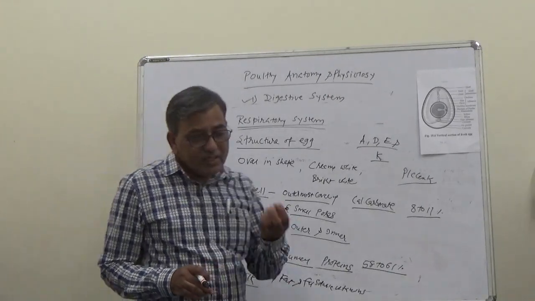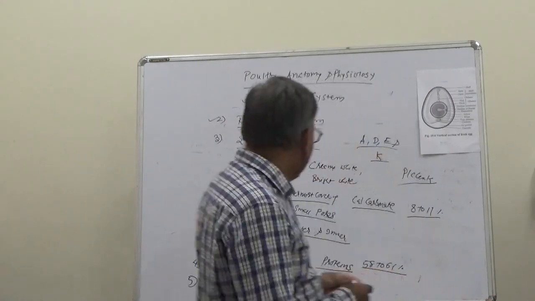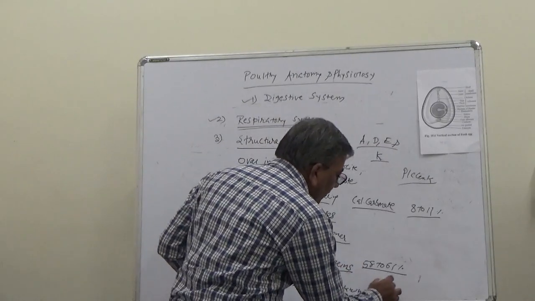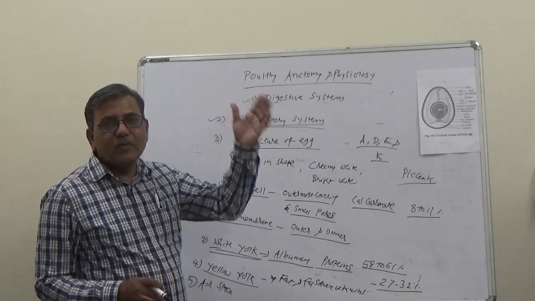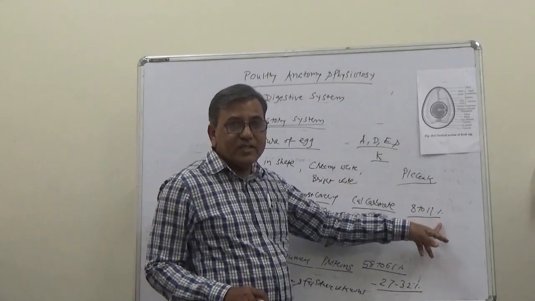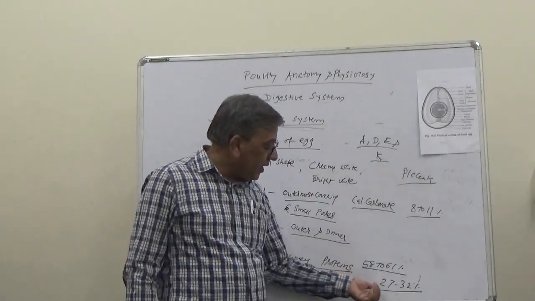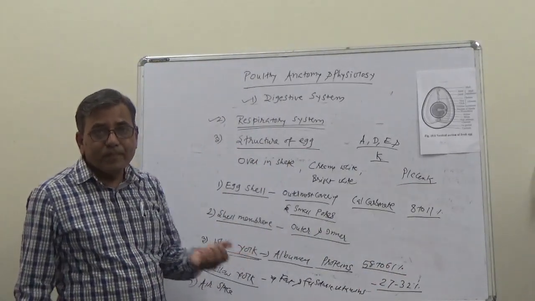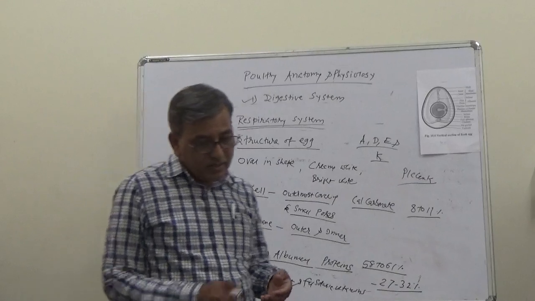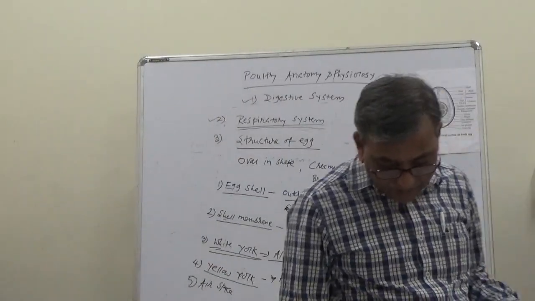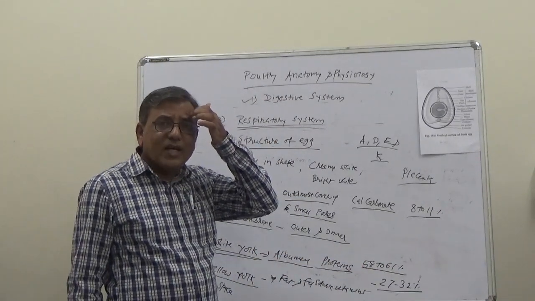So yellow yolk is the innermost portion of the poultry egg, and it forms a volume of 27 to 32% of the total egg. Suppose the volume of the egg is 100, 8 to 11% is occupied by the eggshell, 58 to 61% by the white yolk or albumin, and 27 to 32% by the innermost part, yellow yolk, which is rich in fat and fat soluble vitamins.